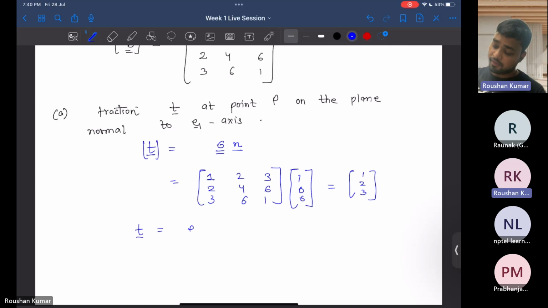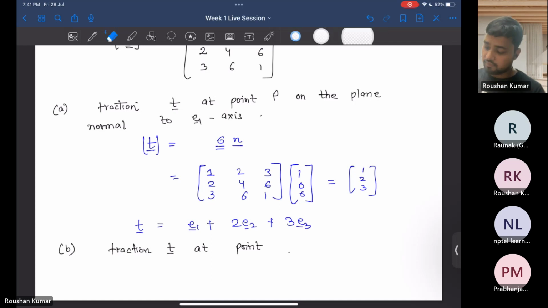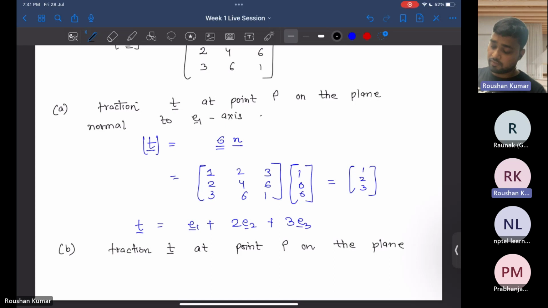So the traction vector is given by E1 plus 2E2 plus 3E3. So this is a traction vector at a point P on the plane which is normal to the E1 axis. The second question in this problem is the traction T at point P on the plane whose normal has direction E1 minus E2 plus 2E3.